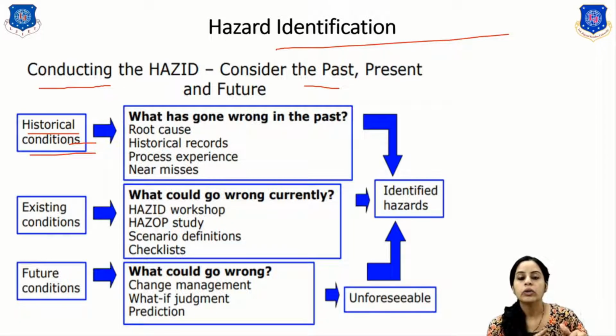It means what could go wrong in the future. So it is managed by change management, then what-if judgment and prediction base. So here are the three conditions: past, future, and present. We can identify the hazard.